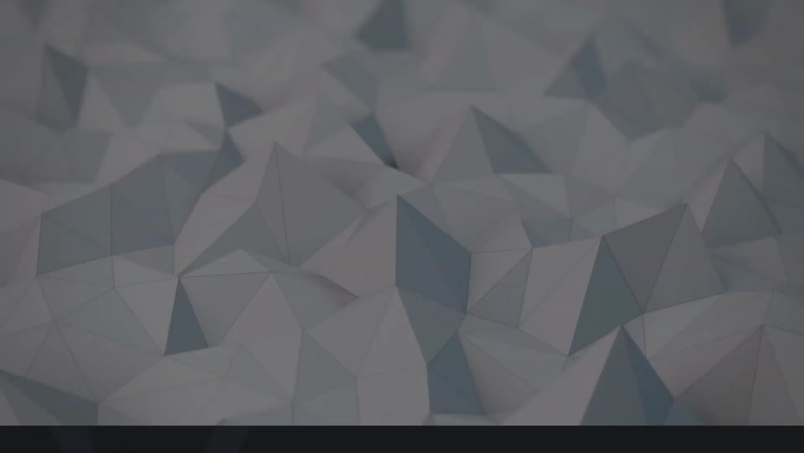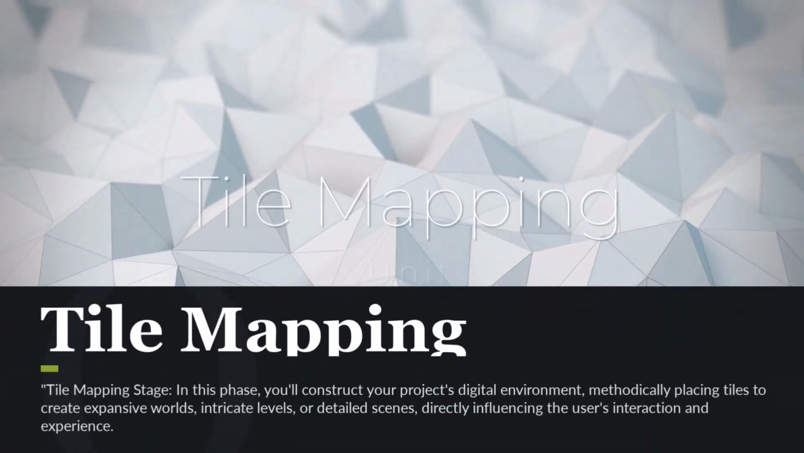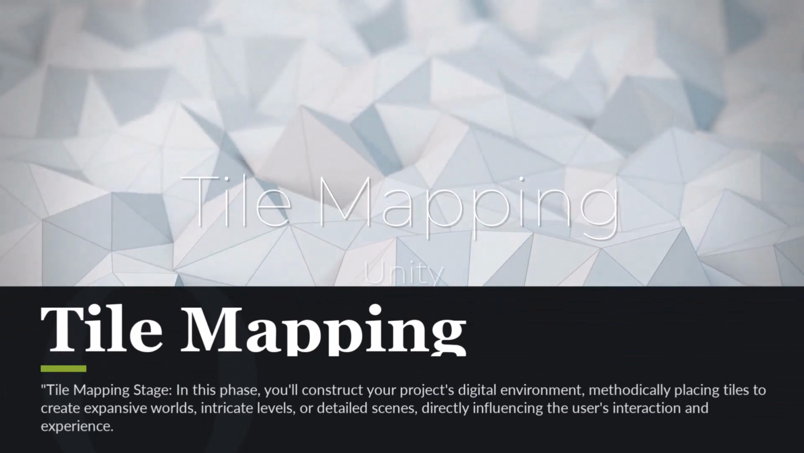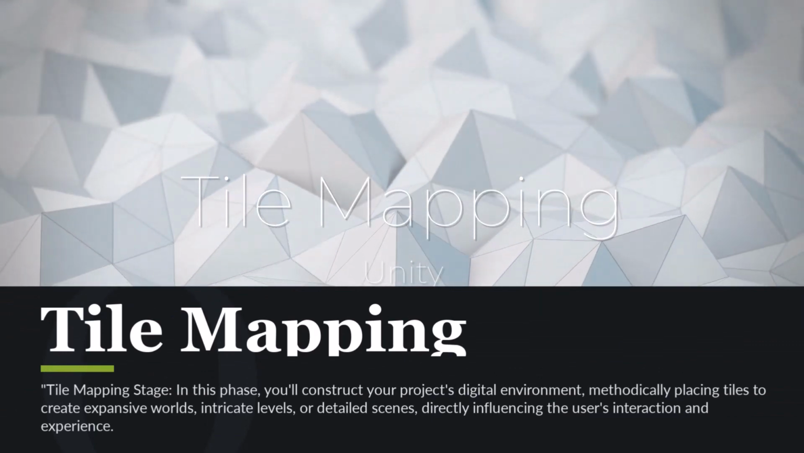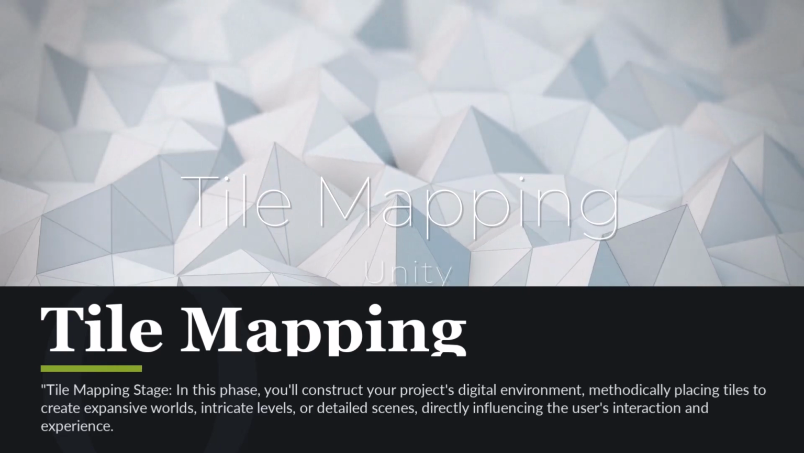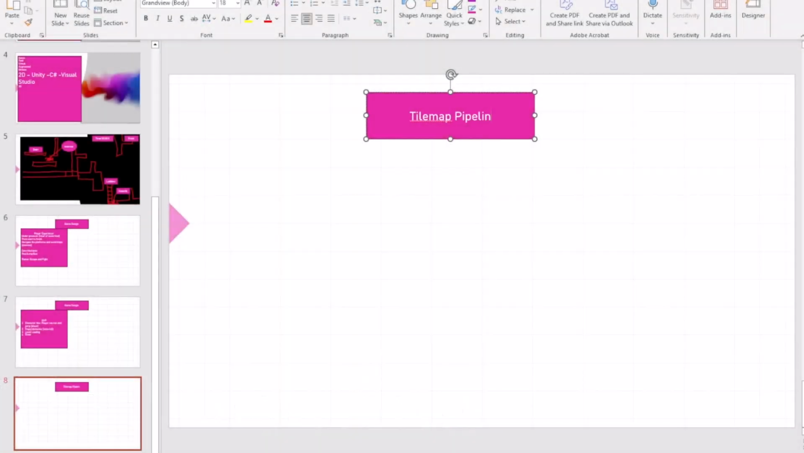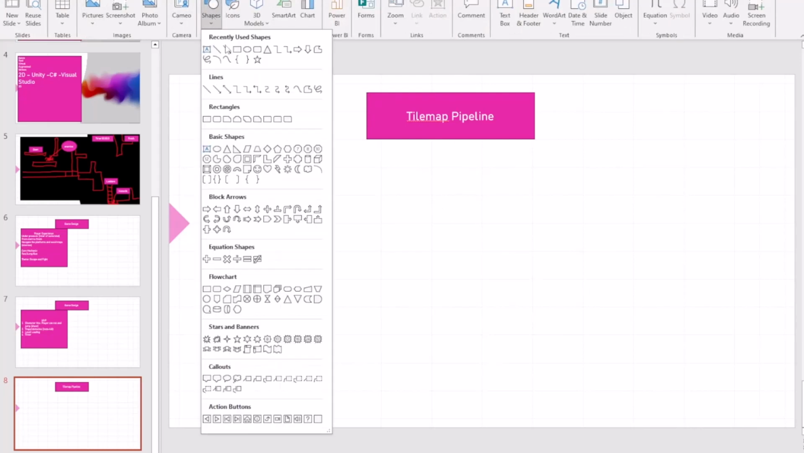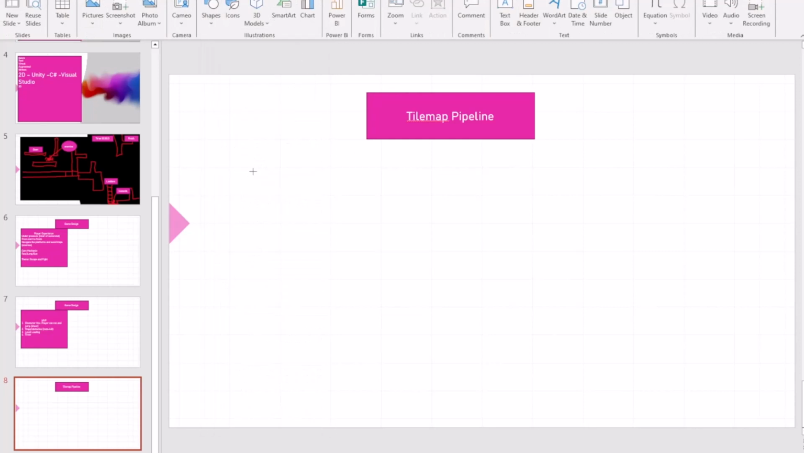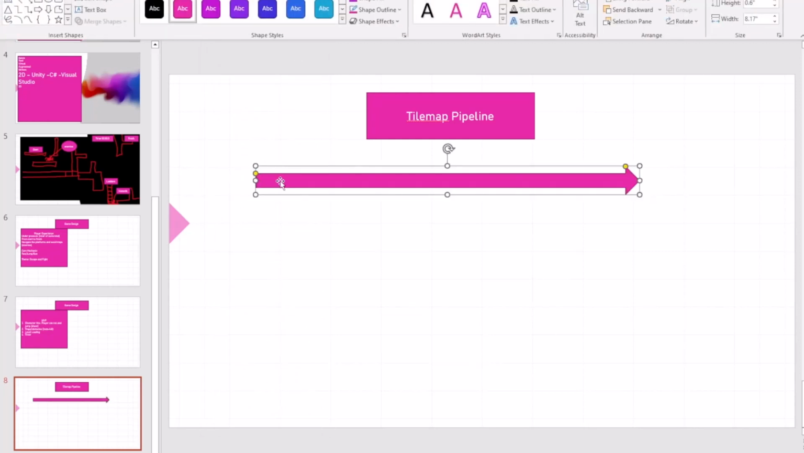What I want to be able to explain is a little bit about tile mapping. We are going to be using tile maps because we are making a 2D game inside of Unity, right? So there's a pipeline to these tile maps. And basically it starts off with a sheet, right? So let me insert shape, and I'm going to insert this arrow, which is the direction that this whole process goes.